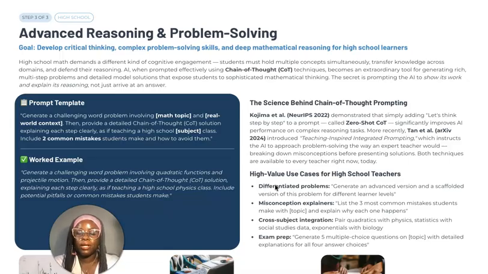And there is also Tan et al. 2024 introducing the teaching-inspired integrated prompting, which instructs the AI to approach problem solving the way an expert teacher would, break down misconceptions before presenting solutions. So these techniques are available to every teacher right now, today.